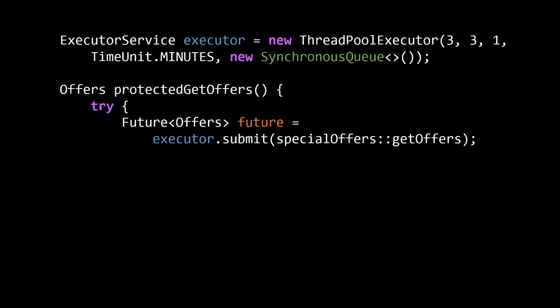And when we protect a service using thread pool handovers and this executor, we submit the service calls to the executor, and we get a future in return. And we can wait on this future. Here we wait with the timeout of 1 second. So if this 1 second passes, then we can walk away from this service call.